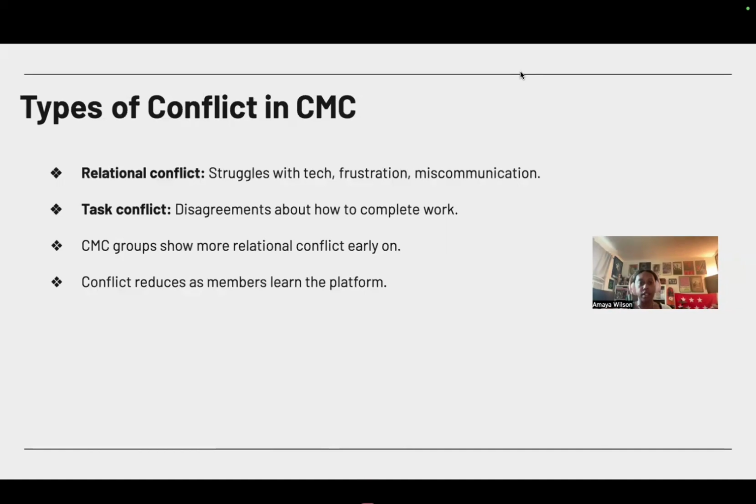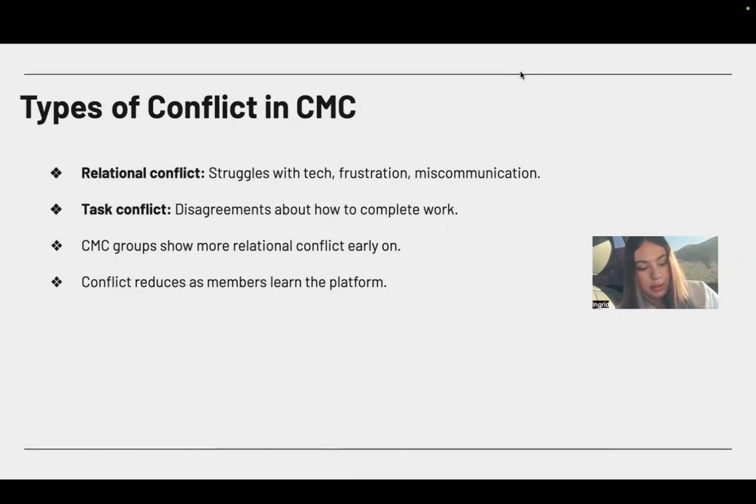So, types of conflict in CMC. The first type of conflict would be relational conflict. These are struggles with technology, frustration, and miscommunication between group members due to that technology. And then task conflict, which are disagreements about how to complete work. CMC groups show more relational conflict early on. Conflict reduces as members learn the platform.